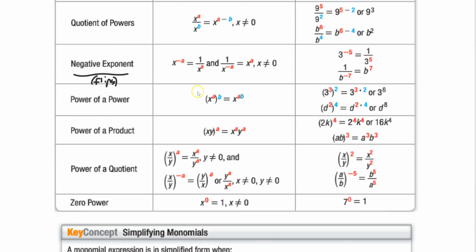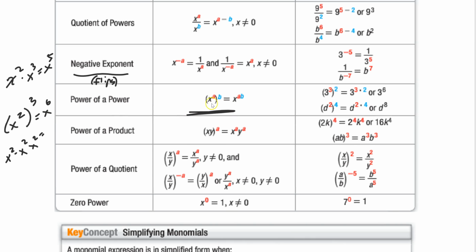Power to power, so again, there's a big difference here, right? So x squared times x cubed is x to the 5th. But x squared to the 3rd power, that's x squared times x squared times x squared. So you multiply the powers, x to the 6th. Right, so power to power you multiply.